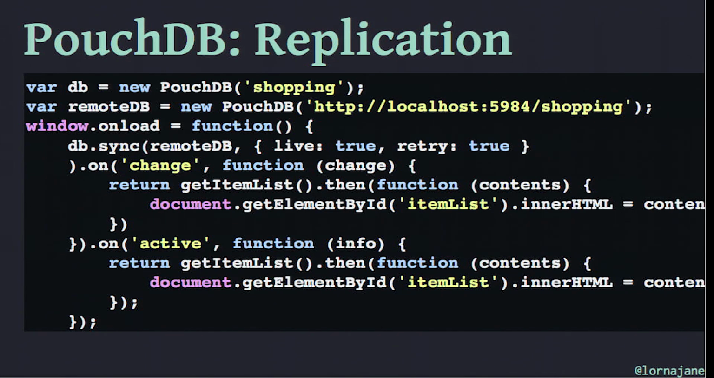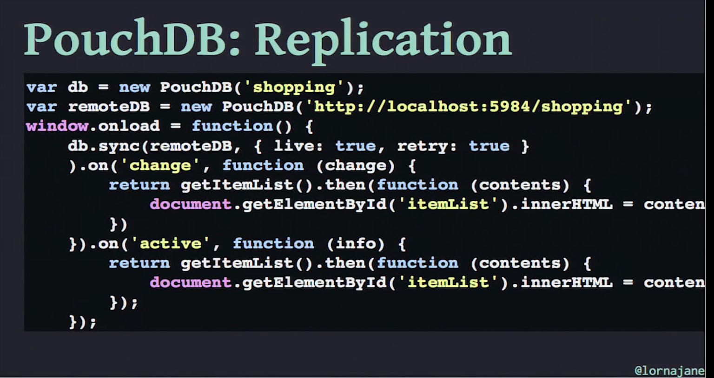Here is the replication part. Here is the background sync. So we create a database. It's just a new PouchDB. That's the local one in my browser. I also create RemoteDB. That's the CouchDB somewhere else. For the purposes of conference demo, the CouchDB is running on my laptop, because that way it doesn't matter if the internet's not working, but the setup would be the same.